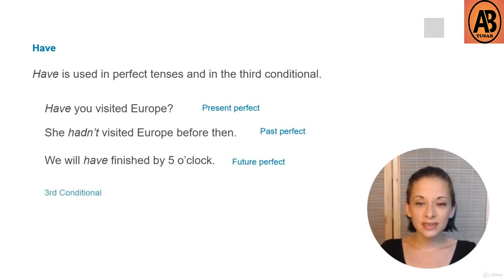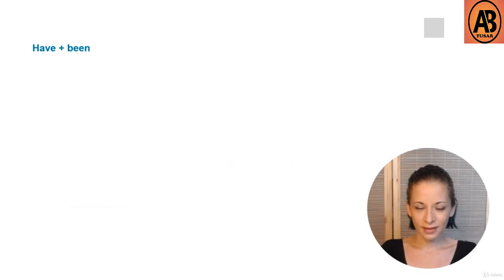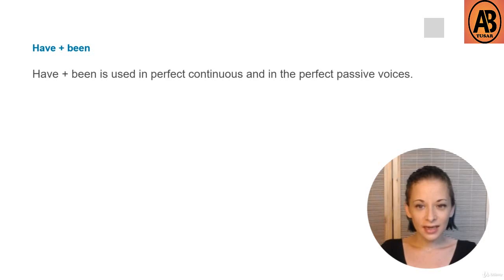And it's also used in the third conditional. If I had known you were there, I would have given you a ride. Here, two auxiliary verbs are used together. Have been. Have been is used in the perfect continuous tense and in the perfect passive voice. Here are some examples.